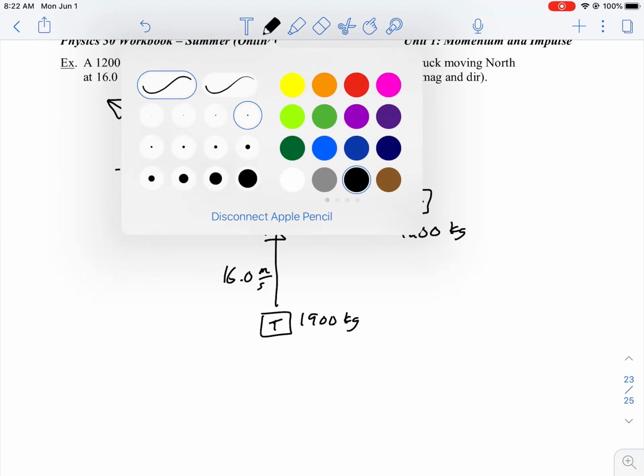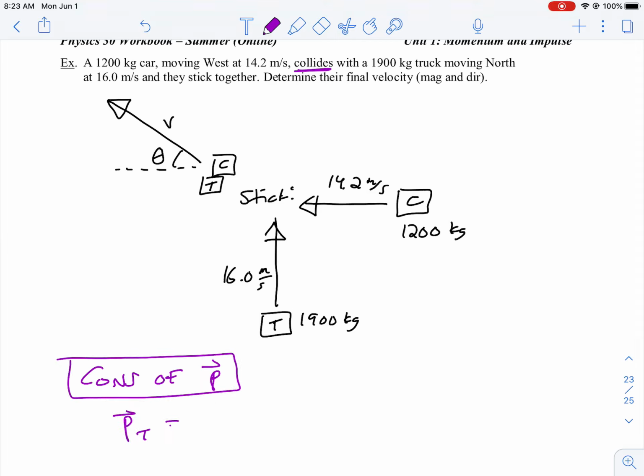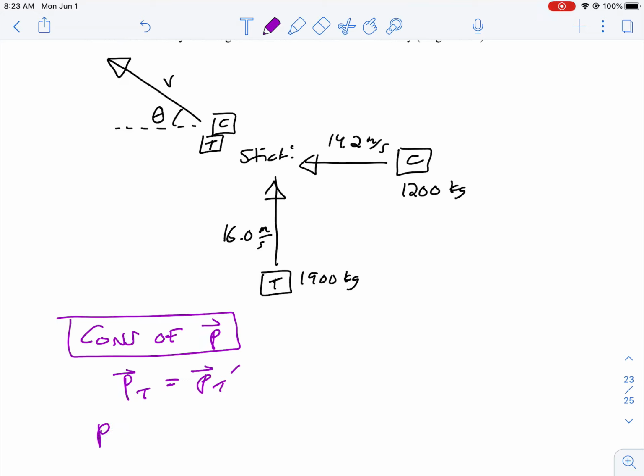Now, when we look at the question and ask, what method do we use to solve this? Well, they're colliding. I say collision, you say momentum. So, stating the principle, we have conservation of momentum. So we have momentum total is equal to momentum total prime, still true. And therefore we have the momentum of the car plus the momentum of the truck, I'll go lowercase t for truck, is equal to the momentum of the car and truck together.